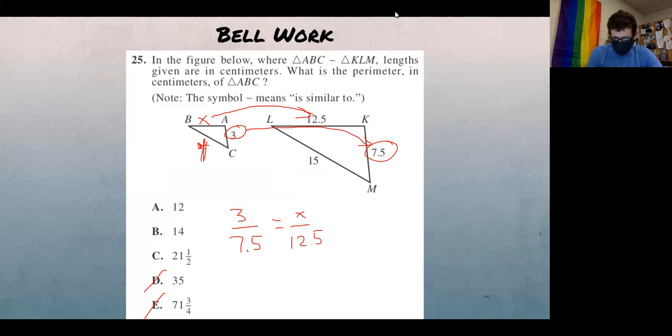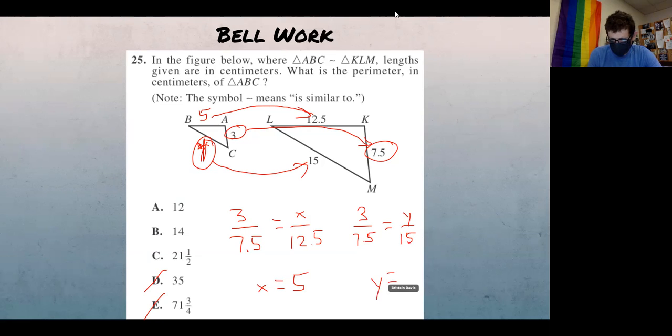So when I do the cross products on this, I'm not going to do the math, but the cross products make this one 5. Okay, so now I could find out that this is side length 5. And then if I wanted to solve for y, I could set up another proportion. The same one, 3 over 7.5 equals y over 15. And then again, doing the cross products, we can get y equals 6. That's 6 right there. 3 plus 5 plus 6 is 14.